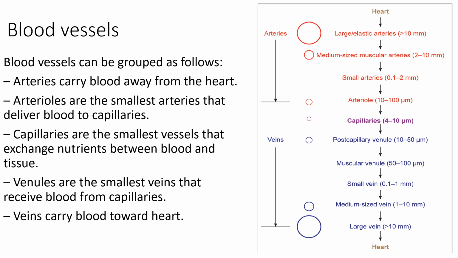Then the muscular arteries again divide and redivide to form small arteries of about 0.1 to 2 millimeter. Then the small arteries will divide and they will form arterioles. Arterioles are the smallest arteries that deliver blood to the capillaries. Thus we can compare the arteries with a tree.